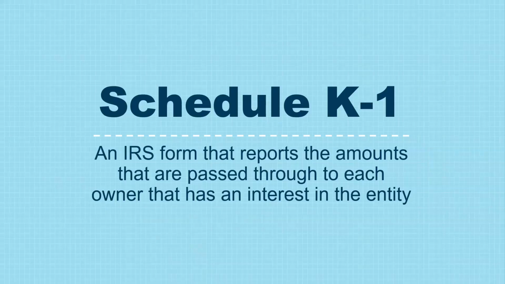A Schedule K-1 is an IRS form that reports the amounts that are passed through to each owner that has an interest in an entity. It is considered part of the borrower's personal tax return. Business owners use this form to report their share of business profits or losses to the IRS.